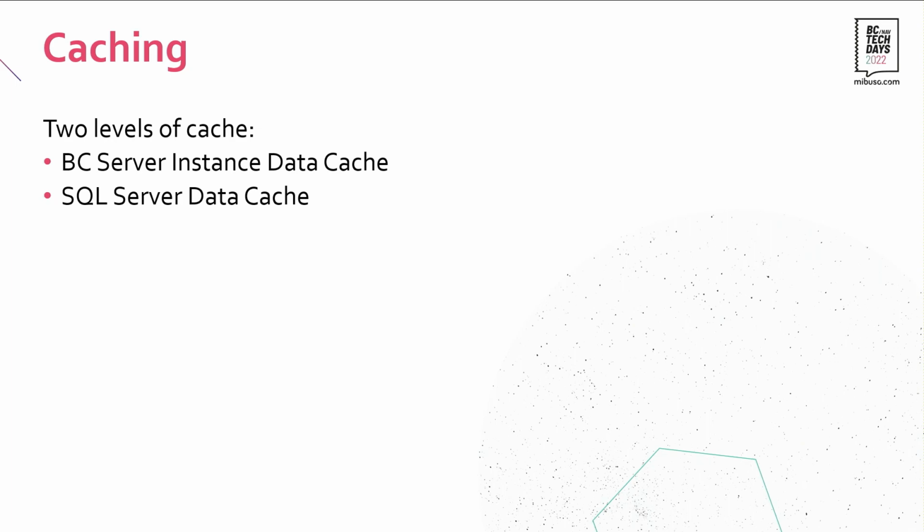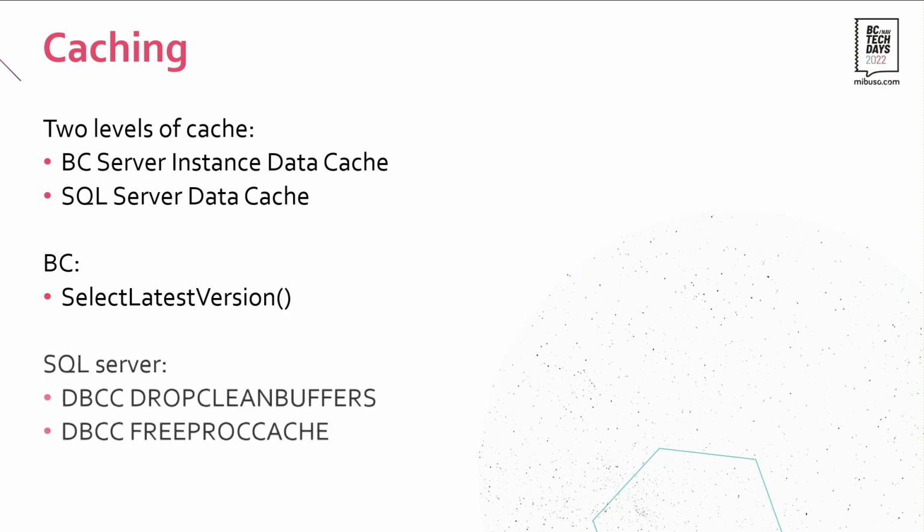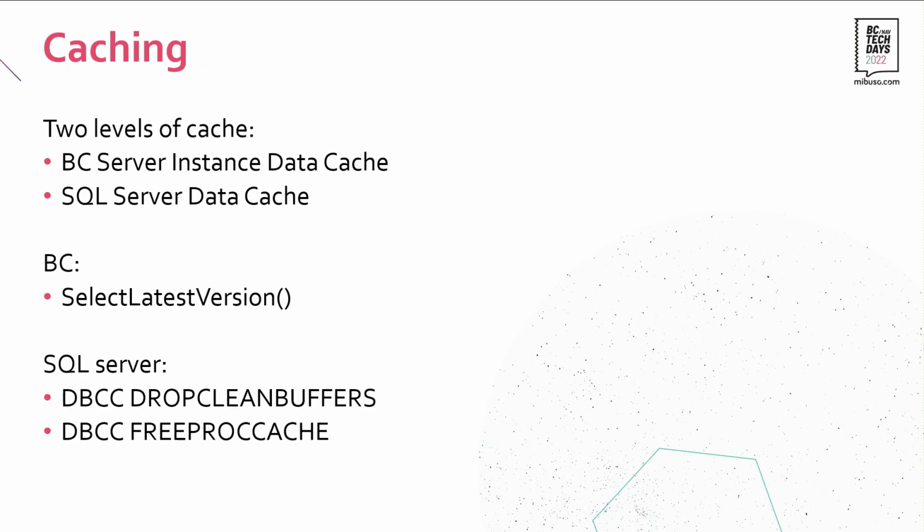And we have the SelectLatestVersion method. It makes sure that the data displayed is the most current data in the database. Also on SQL Server level, we have two commands: DBCC DROPCLEANBUFFERS, which will clean the cache, and DBCC FREEPROCCACHE, which will clean the stored procedures cache.